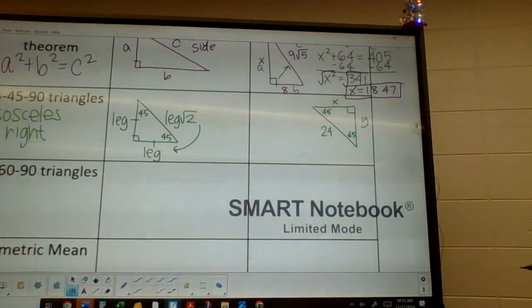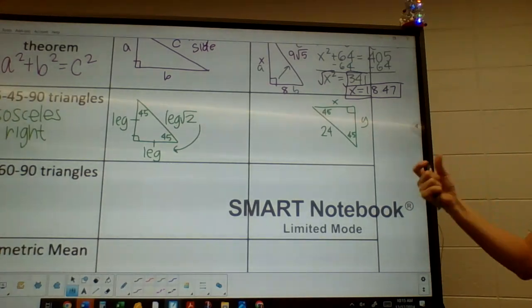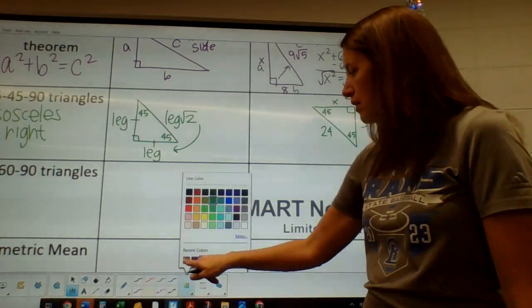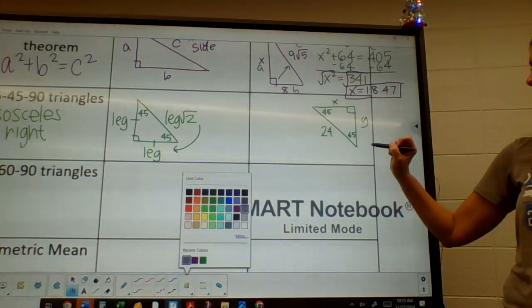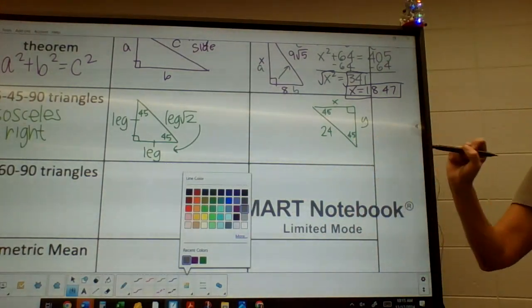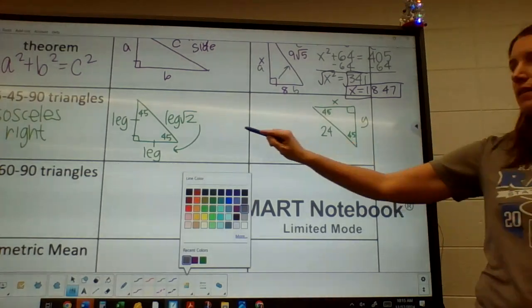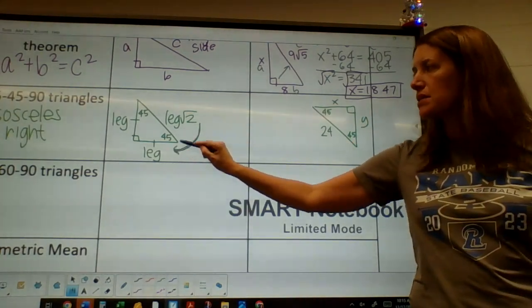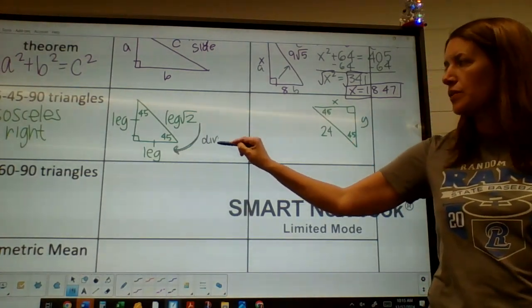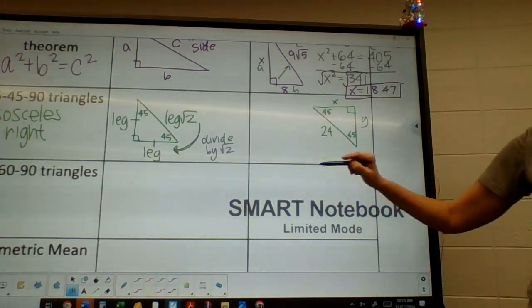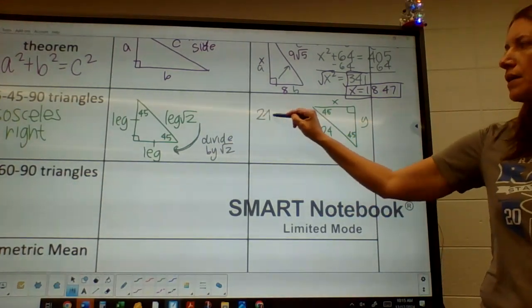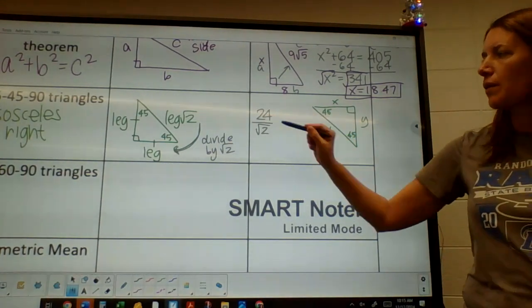So in order to go backwards, to go from the hypotenuse back to the leg, we're going to do what with our numbers here? We're not taking the square root. What are we going to do? We have to divide by the square root of 2. So to go backwards, we have to divide by the square root of 2. So we're going to take 24, and we're going to divide it by the square root of 2.